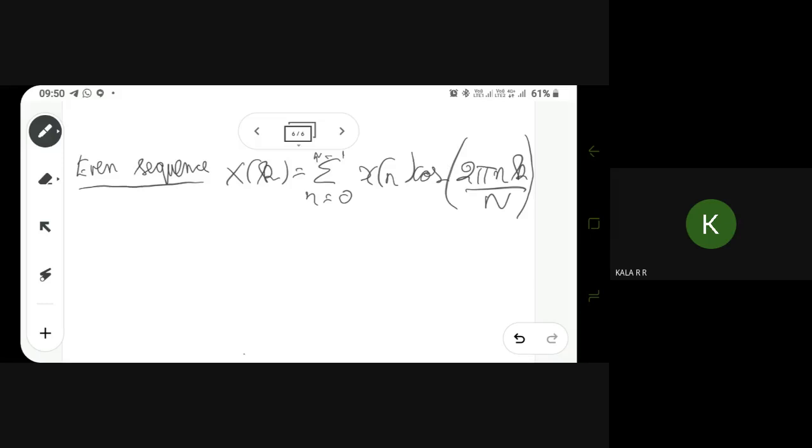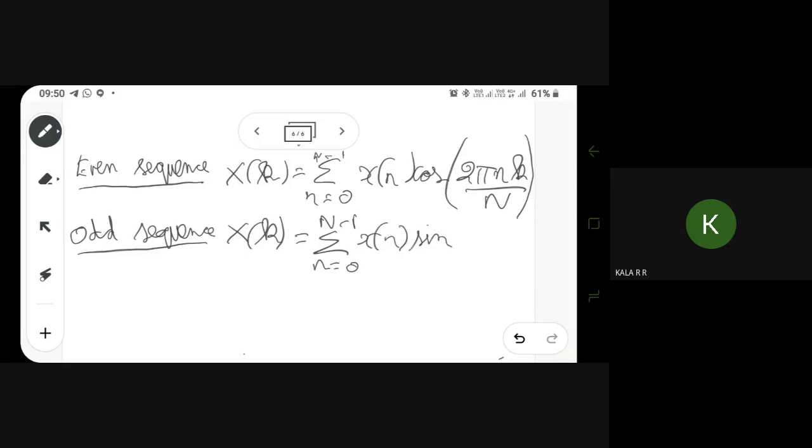Now for your odd sequence, x of k will be taking your imaginary part, so it will be sine. So summation n equal to 0 to N minus 1, x of n sine 2 pi n k by capital N. So I hope now it will be clear for you.